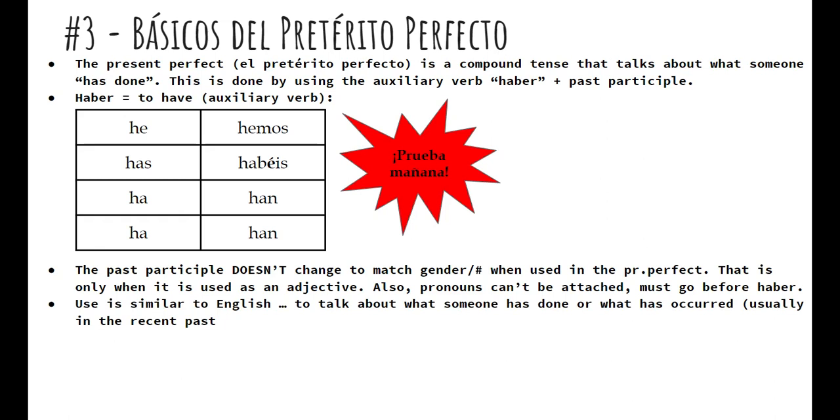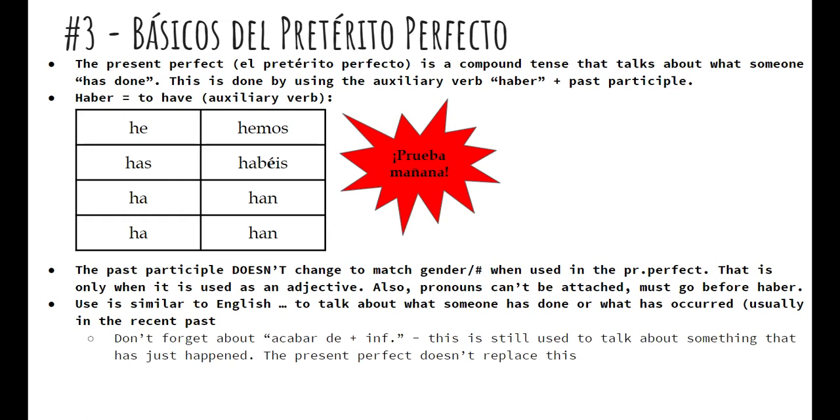Now, the use of the present perfect is very similar in English as in Spanish. So you're going to talk about what someone has done or what has occurred, usually in the recent past.